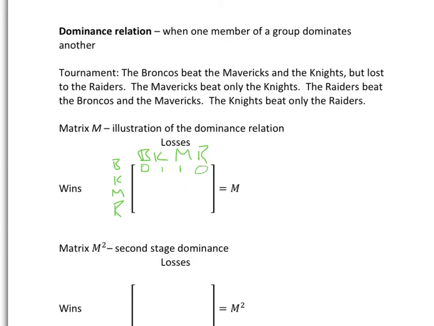For the Knights, they beat only the Raiders, so they get a 1 there. Everything else is a 0. Right? The Mavericks beat only the Knights, so they get a 1 there. Everything else is 0. And the Raiders beat the Broncos and the Mavericks. Losses everywhere else. Okay? So that makes perfect sense. That's our matrix, just to illustrate the dominance relation, is what they call it.